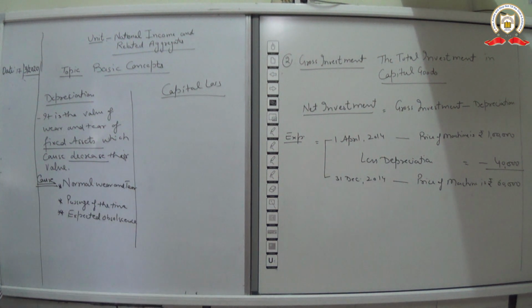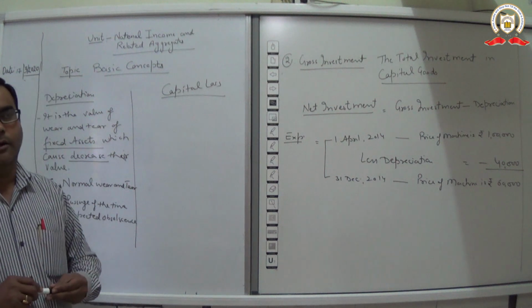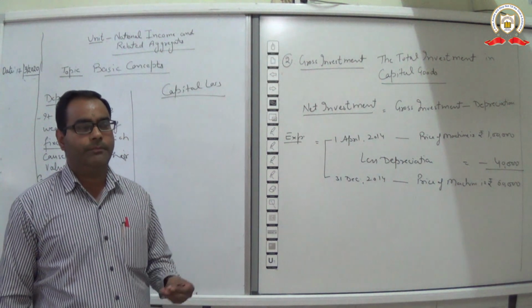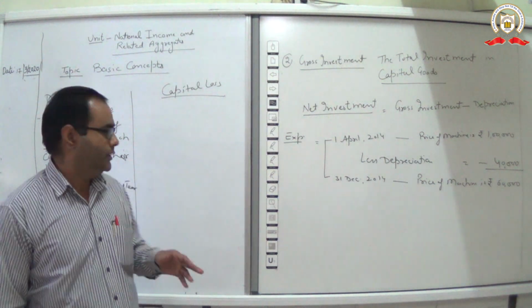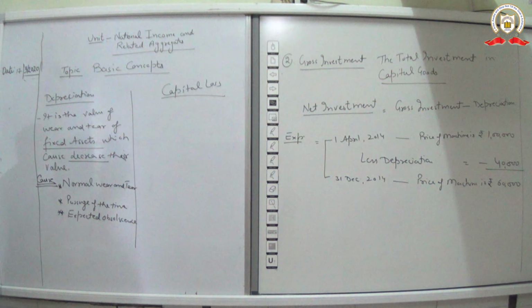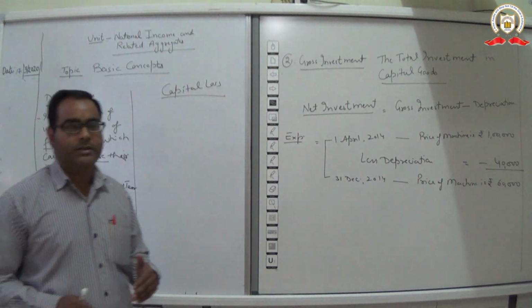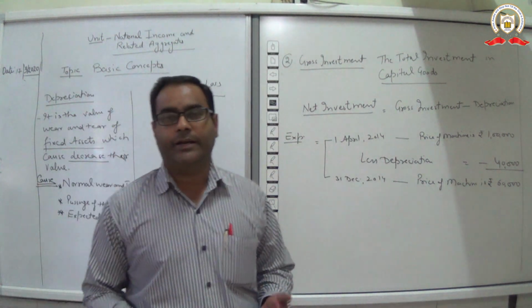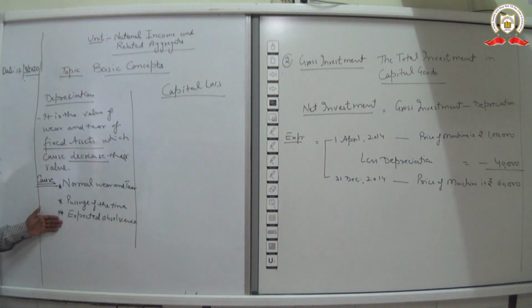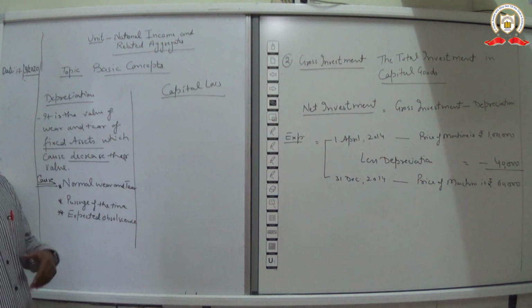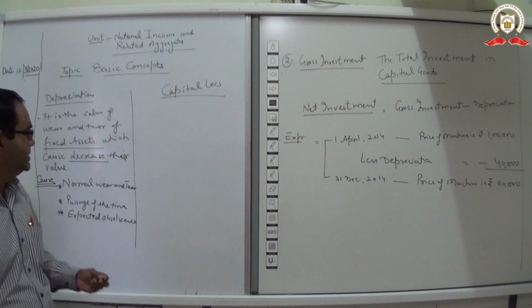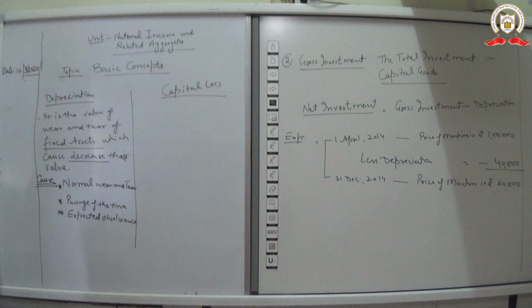For example, if I purchase a machinery on 1st April 2014, but due to the running of the machine, its parts get depreciated. So this is termed as normal wear and tear. Passage of the time, when the time passes, the price of the commodity decreases. The term is known as depreciation. Similarly, expected obsolescence, when the technology becomes obsolete, then the value of the machine or the capital goods decreases. The term is known as depreciation.